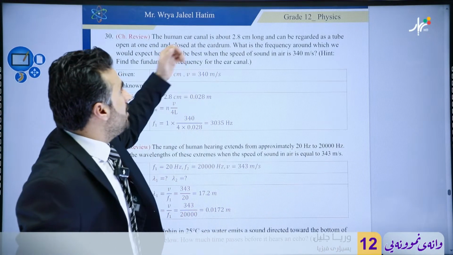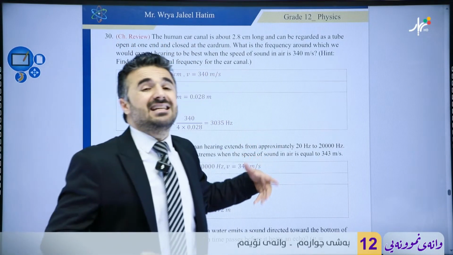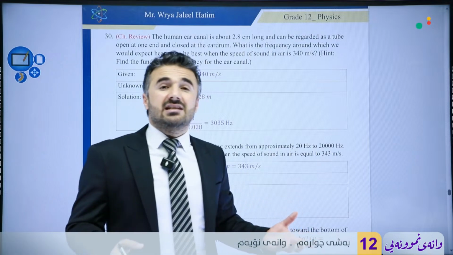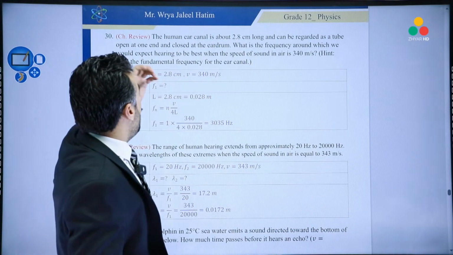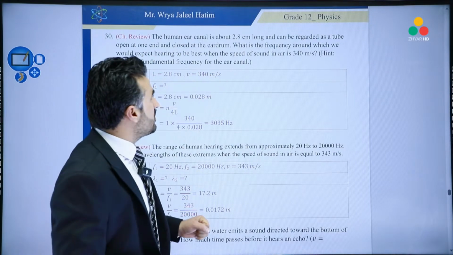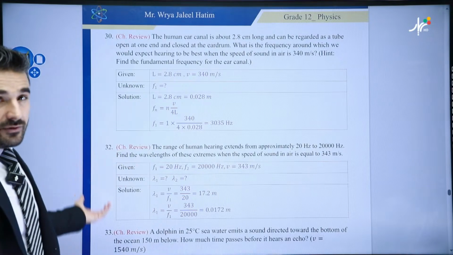Okay, so it says it can be regarded as a tube that is closed at one end. The question itself tells you that it is a pipe that is closed at one end, but what if they didn't tell you? Then of course you need to know on your own. So what is the frequency around which we would expect hearing to be best when the speed of sound is 340 meters per second, and find the fundamental frequency of the ear canal.